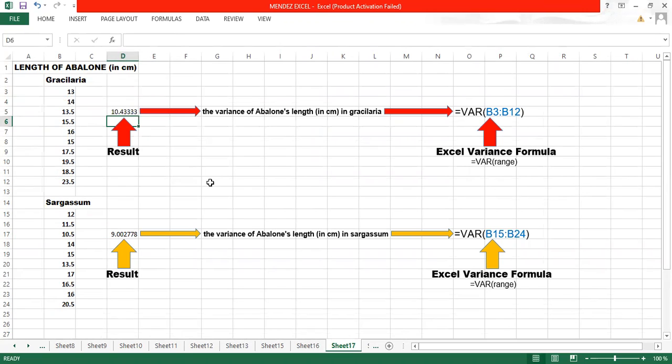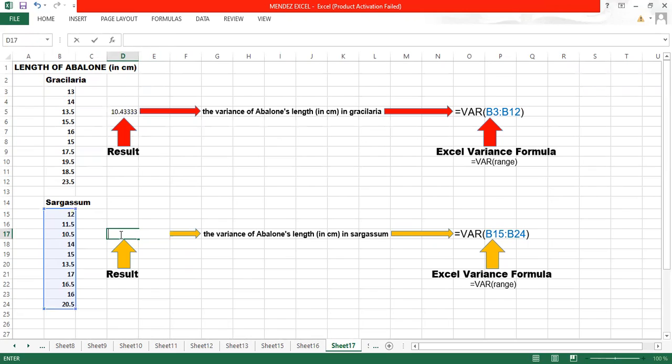Thus, our variance formula is equals VAR open parenthesis B15 to B24 and close parenthesis. Then the result is 9.002778. I will show you the actual computation. So we don't know yet. These are the highlighted cells here.